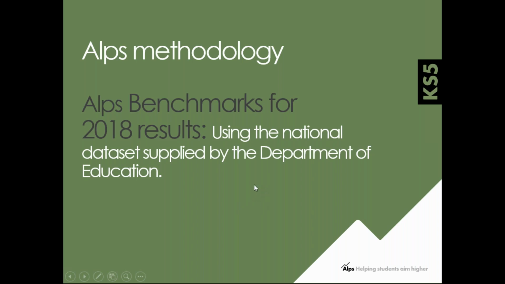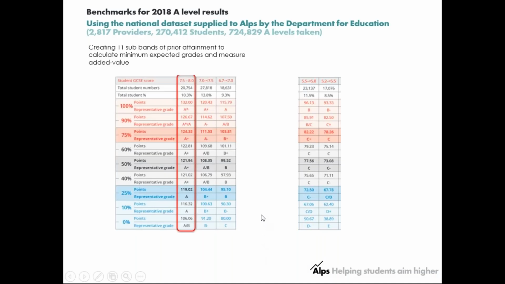sure you know, are based on the national data set, so that we work with the DFE 2 or 3 times a year, and at a point in time during the year, the DFE send us the whole national database, which we then use to rank performance across a huge variety of different measures. And you can see here how we might use that data, first of all, to create 11 sub-bands of prior attainment, and thus calculate minimum expected grades for students, and therefore be able to add or to measure added value.